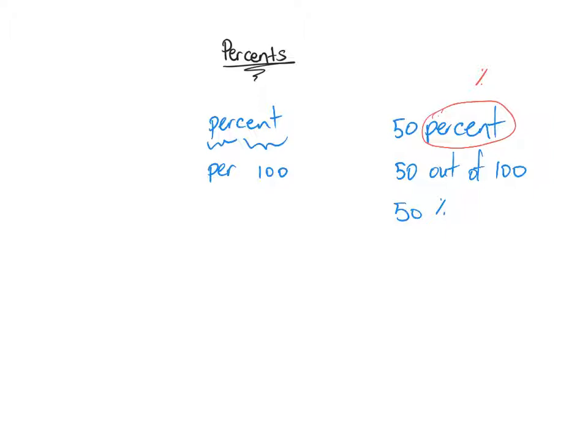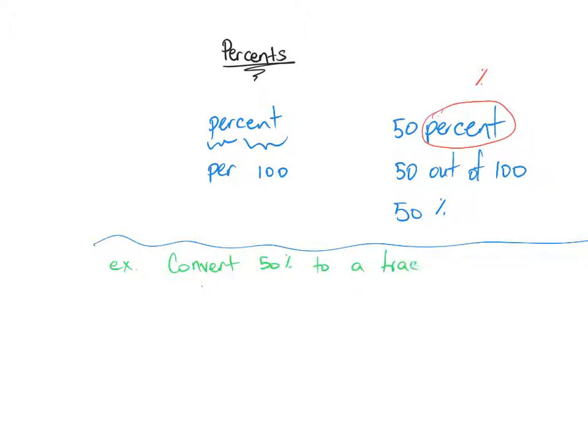All right, so now that we understand what percent means, let's look at how to take a percentage and convert it to a fraction. Since we were talking about 50%, let's use 50% in our example. Example: convert 50% to a fraction in its most simplified form. I'm not going to write in its most simplified form, but assume that's the requirement. So 50% really means 50 per 100, or 50 out of 100.